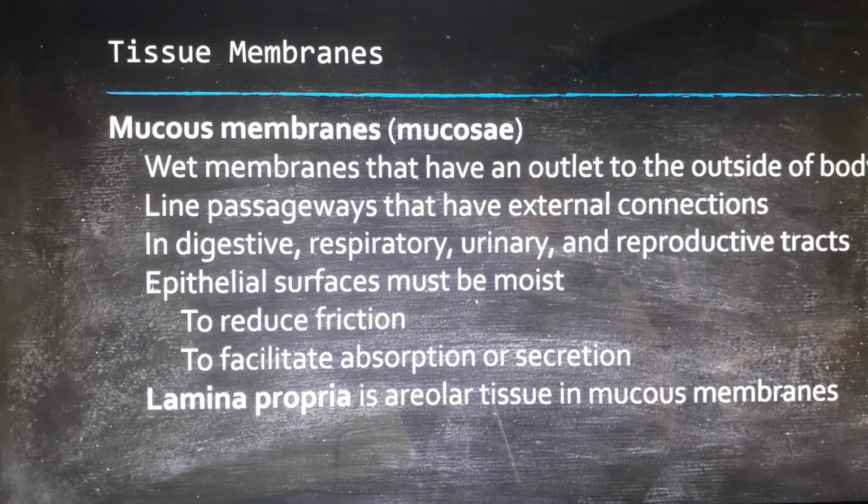Mucous membranes are going to have an outlet to outside of the body, but they are always to be kept wet. So any part of your body that has a way to go to the outside but is wet all the time is going to be lined with a mucous membrane. So your eyes, your nasal passages, your mouth, right? All of those, your anus, your urethra, they're all going to have outlets to the outside, but the tissue itself has to be kept wet. They must be wet to reduce friction, to help with absorption or secretion. And the areolar tissue that we're going to use in them is going to be called the lamina propria. So the connective tissue combined with the epithelium is going to be called the lamina propria.